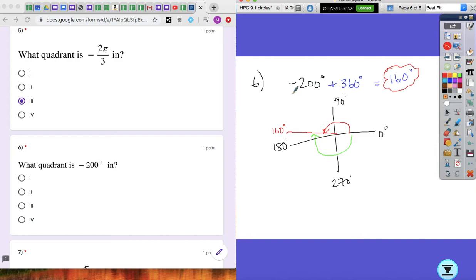They're coterminal angles. Negative 200 and 160 are both going to end up in the exact same spot. But the question was asking what quadrant are they in. So they are in quadrant 2.